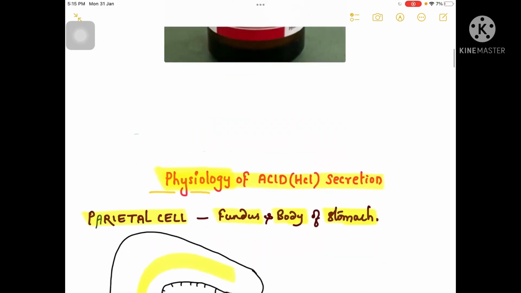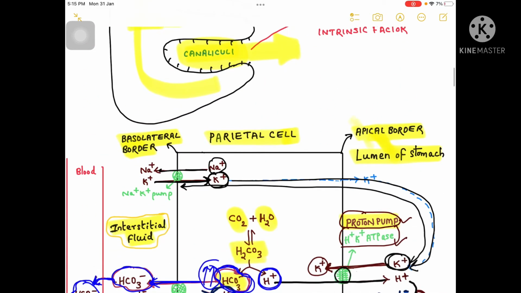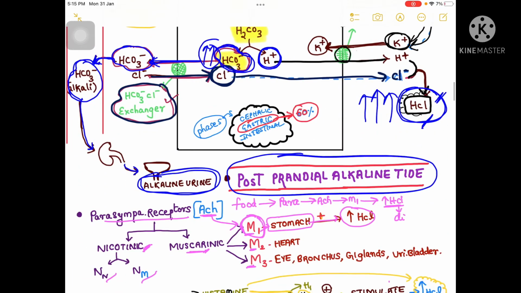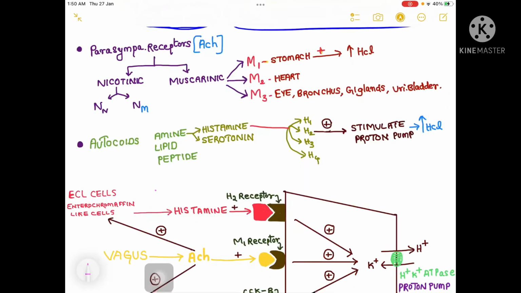Till now we discussed the physiology of HCl production and what is a postprandial alkaline tide. Now let's move on to some basic concepts and the different factors that are responsible for HCl production and the different drugs that are used to decrease HCl production. Let's revise some basic points.